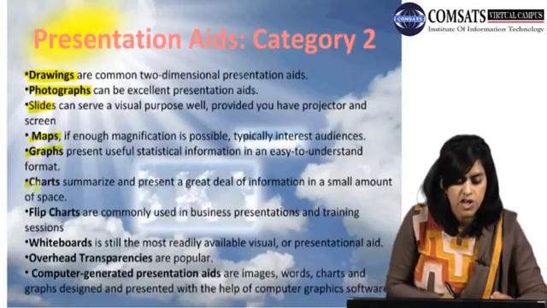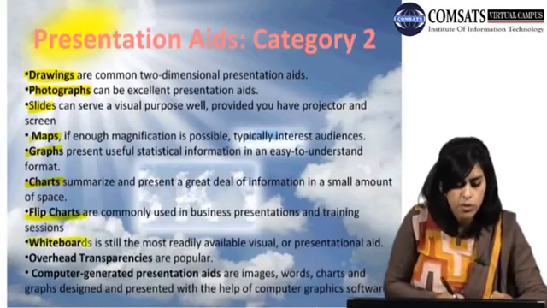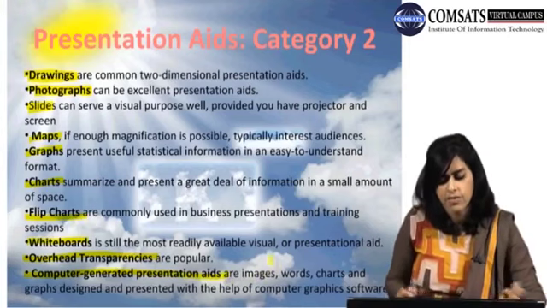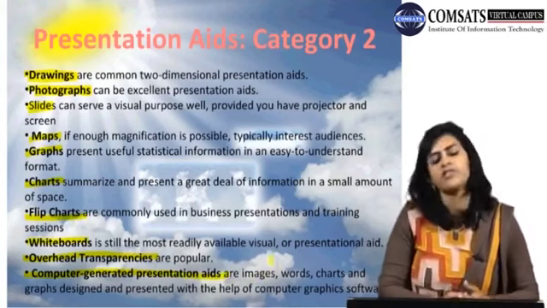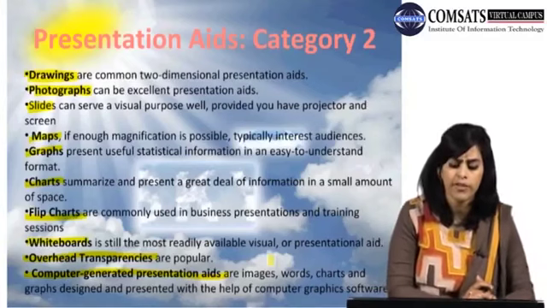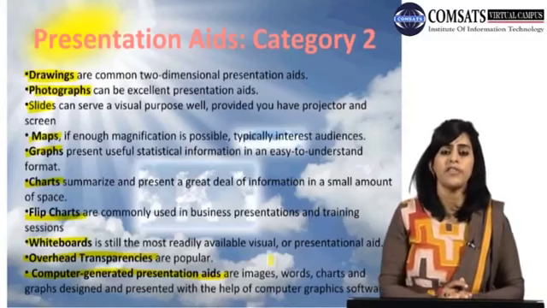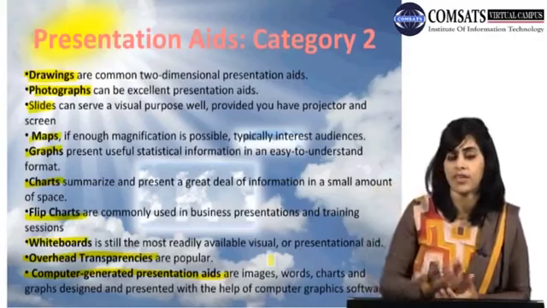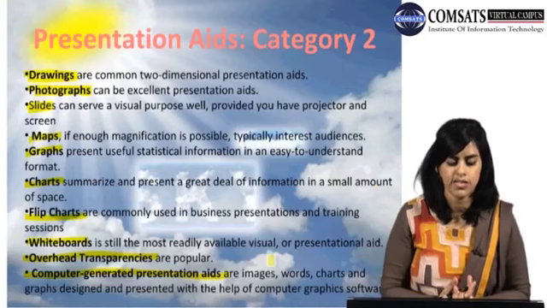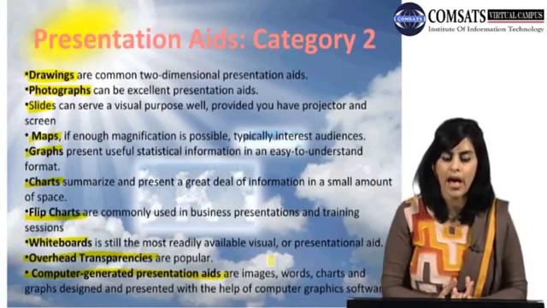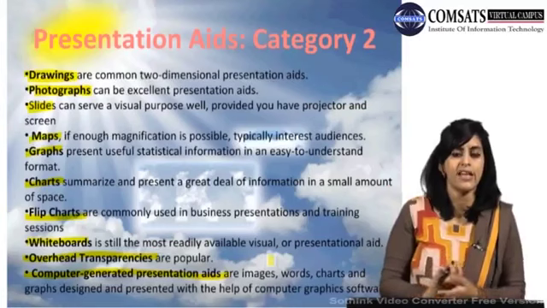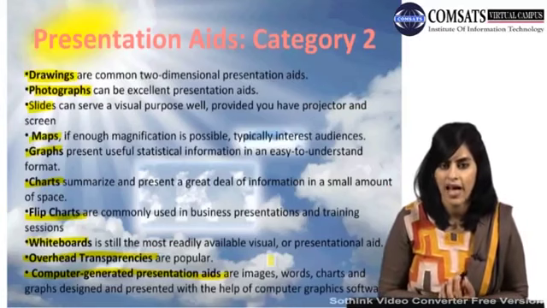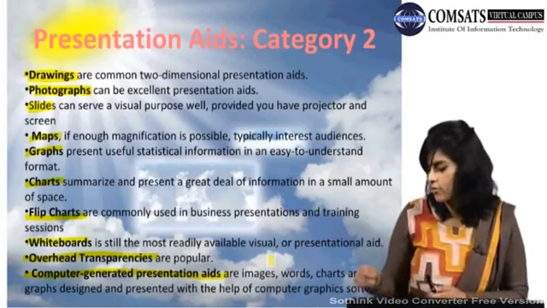Maps, graphs, charts, flip charts, whiteboards, overhead transparencies, computer-generated presentation aids such as images, words, charts, graph designs, videos, pictures, all of them fall in category 2, where you have the margin of making your audience see something in front of the screen. So these drawings, photographs, slides, maps, graphs, charts, flip charts, anything you bring in can enhance the understanding of your audience thoroughly.